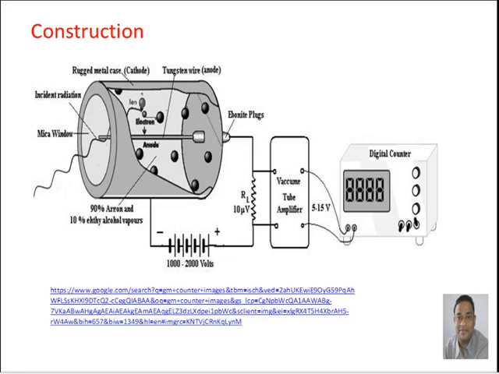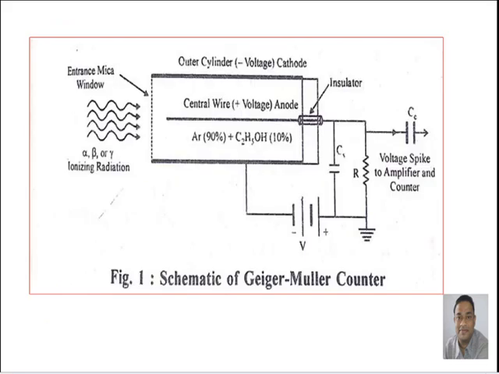This particular figure gives a brief picture of the GM counter. On the left side we see a metal case which is cylindrical in shape. Exactly at the center, at the position of its axis, there is a fine tungsten wire. The metal case acts as a cathode and the tungsten wire acts as an anode. The picture will be clearer in this particular diagram of the GM counter.